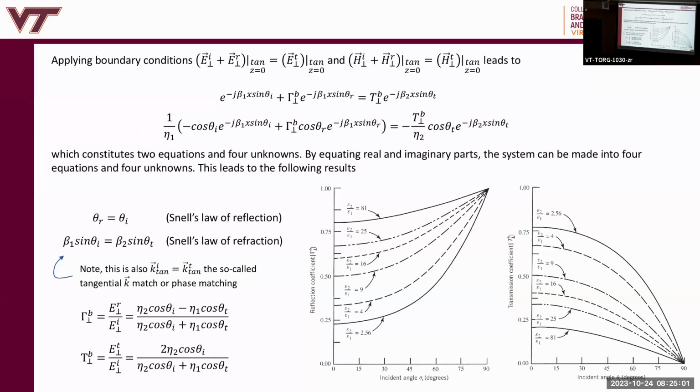Anyhow, you derive the following expressions. You get theta incident equal to theta reflected, Snell's law of reflection, which you expect, and you get beta 1 sine theta I equals beta 2 sine theta t, which is Snell's law of refraction. So these come from applying boundary conditions at the interface. Okay, good.